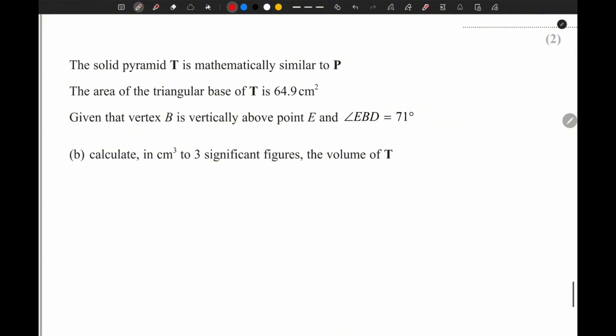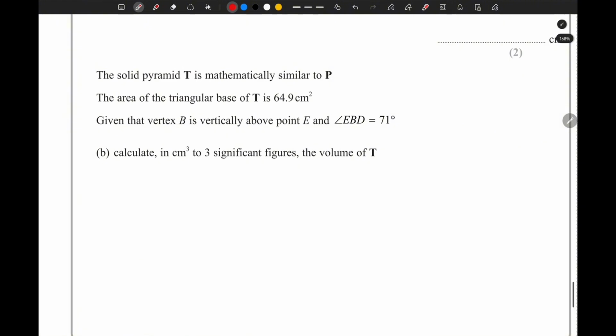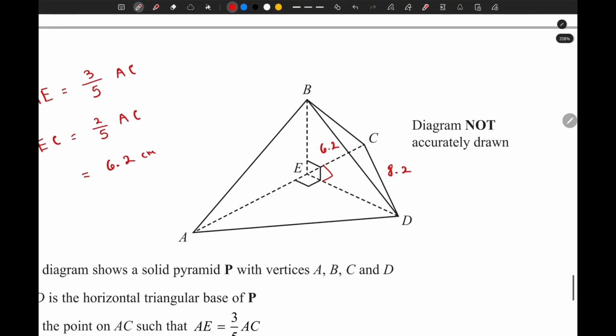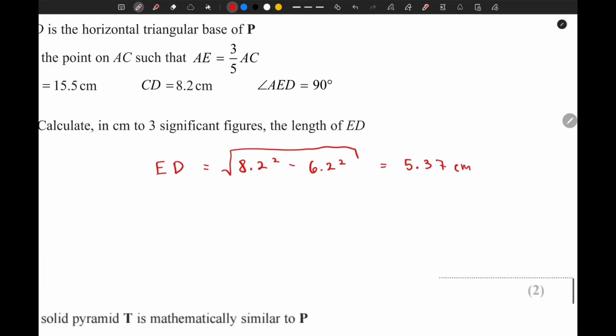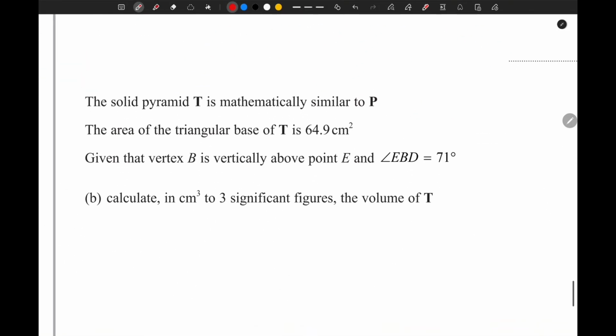The solid pyramid T is mathematically similar to P. The area of the triangular base of T is 64.9. Given that vertex B is vertically above point E and angle EBD is 71 degrees. So EBD is 71 degrees. We just need to find the volume of T.